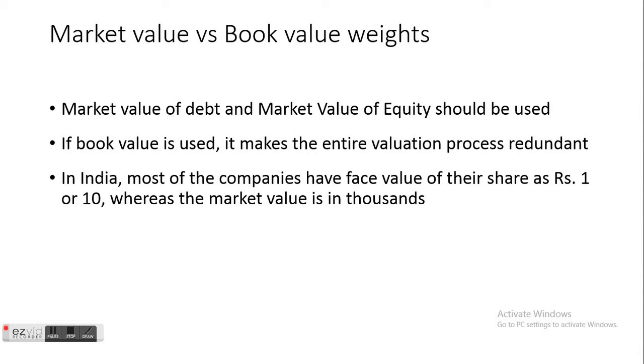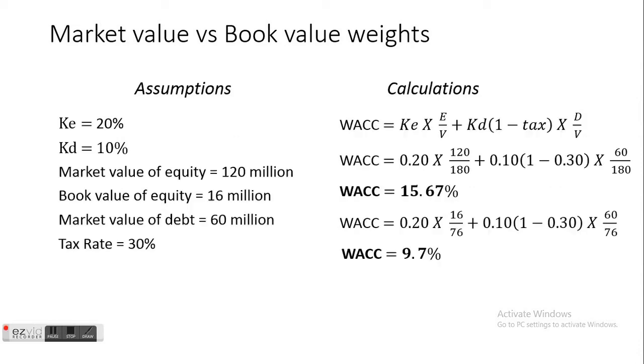Let's illustrate this point by taking an example. The cost of equity is 20%, the cost of debt is 10%, the tax rate is 30%, the market value of equity is 120 million, the book value of equity based on the face value of share is 16 million, significantly low, and the market value of debt is 60 million. Here, one must compute the cost of capital by using the market value figures, which come out to be 15.67%. Instead, if we use the book value of equity numbers, we get 9.736%, which is significantly lower than the true cost of capital.